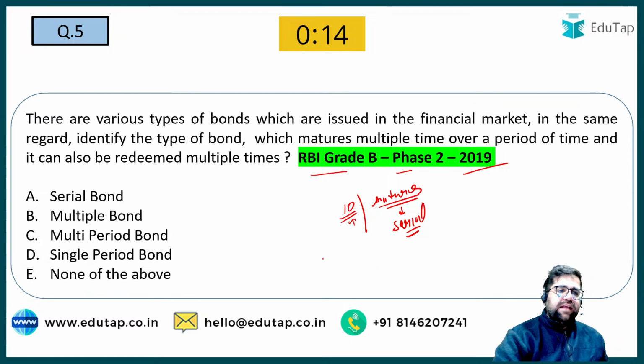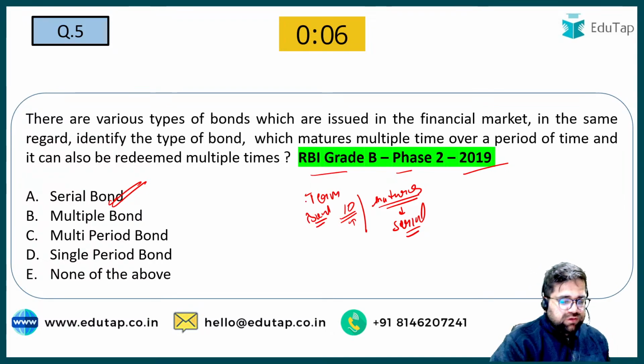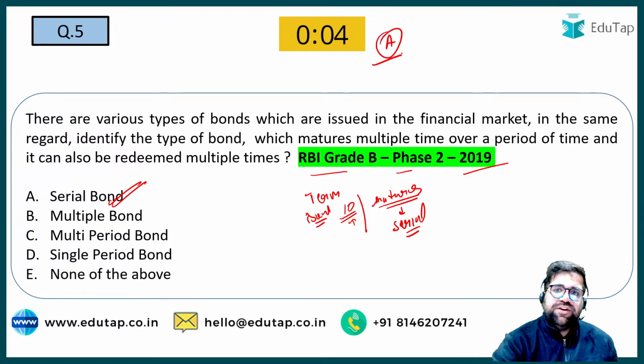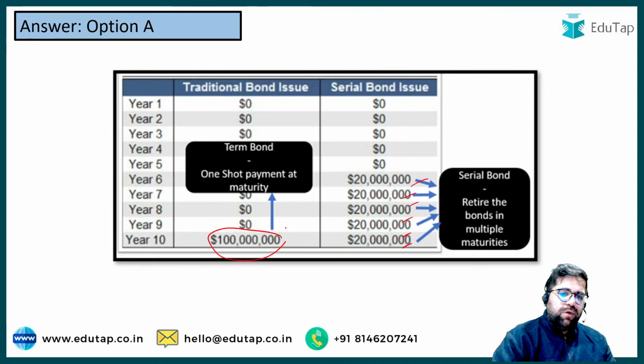So the correct answer over here will be serial bond. Opposite of serial bond is known as term bond. So the correct answer over here will be option number A. Good. So as you can see on my screen, serial bond has multiple maturities, but only term bond has one maturity. Simple.